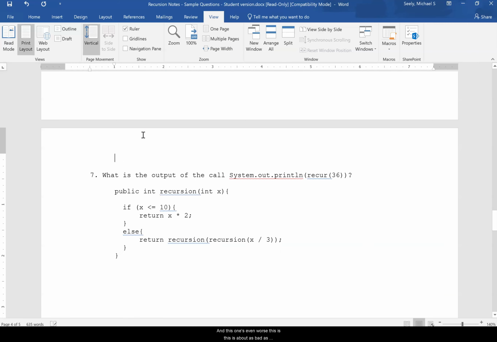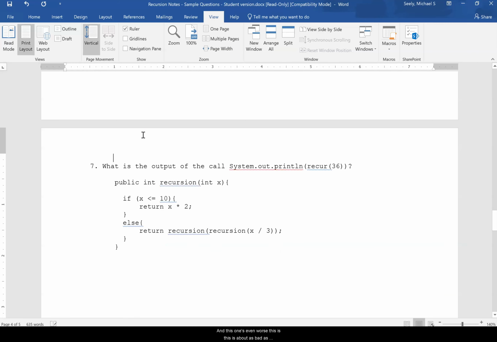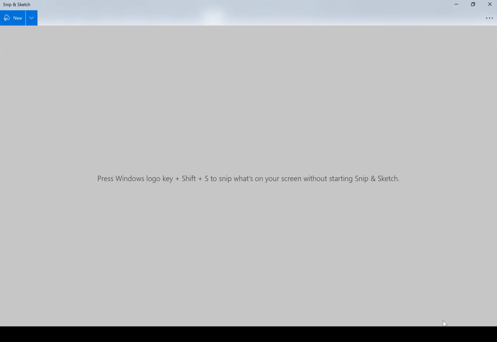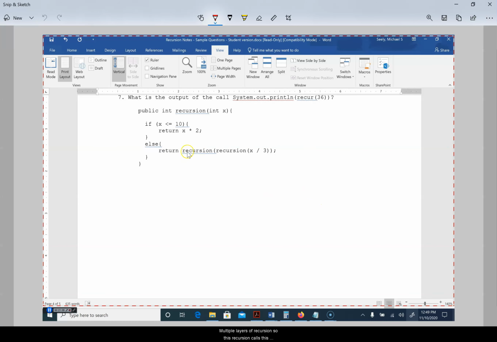Okay, and this one's even worse. This is about as bad as it gets. But you know, I got a strategy for this one. So pay attention here. So when you see multiple layers of recursion, so this recursion calls this recursion, okay? This starts getting funky, so you want to use tables right here, okay?